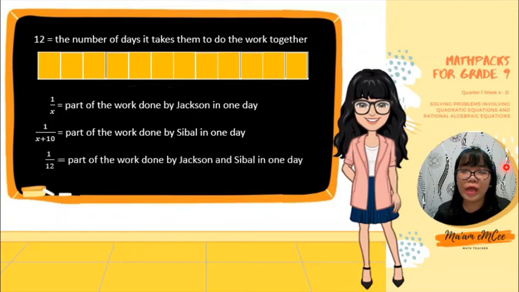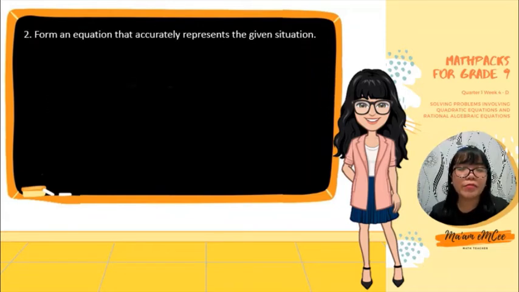And then 1 out of 12 again is the part of the work done by Jackson and Siebel in 1 day. So again, they will be finishing 1 over 12 or 1/12 of the job for 1 day. And for the succeeding days, you will just be adding 1/12 until such time that your total is 12 over 12, which is already equal to 1 whole job. So second step, form an equation that accurately represents the given situation.